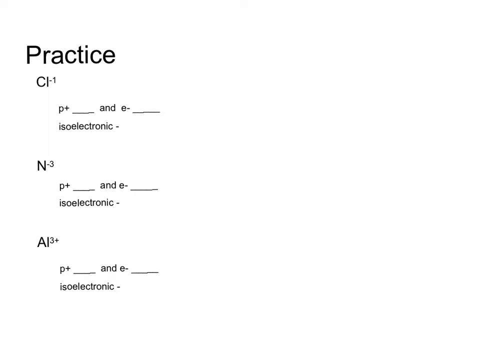Chlorine with a -1 charge, chloride, has 17 protons, because that's what makes chlorine chlorine, but it does have an overall -1 charge, which means I have 18 electrons, which means when I add up all those superscripts, it's got to add up to a total of 18.